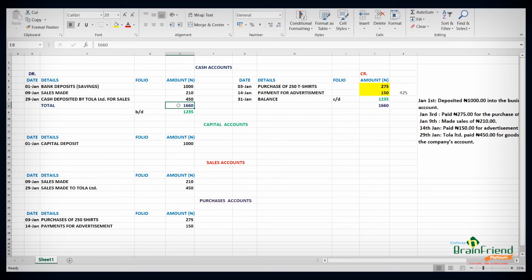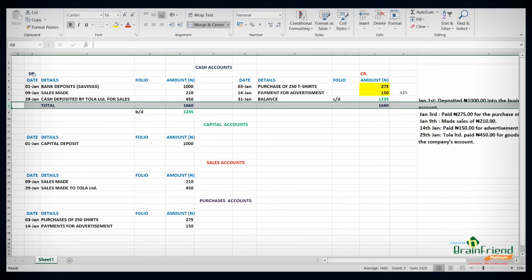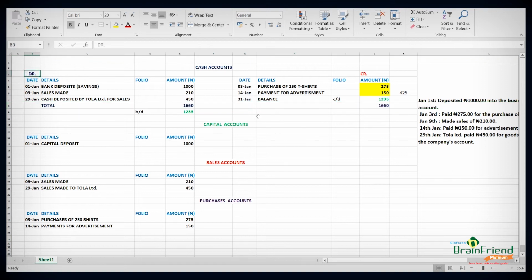1,660 naira. Now, if we add 275 naira plus 150 naira plus the balance carried down, which is 1,235 naira. If you add that, you'll arrive at 1,660 naira. With that, we have balanced our account because the total on the debit side is equal to the total on the credit side.